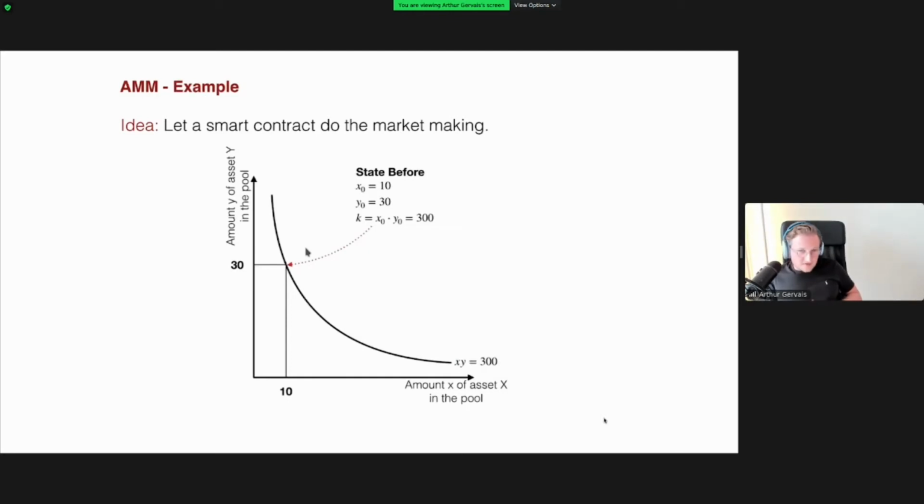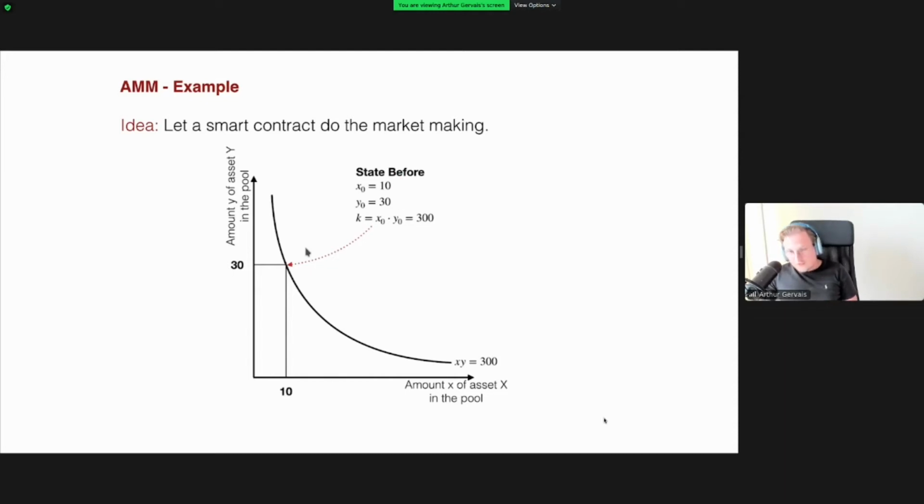If you draw this on a chart, you can see on the X-axis we have the amount X of asset X in the pool, and on the Y-axis you have the amount Y of asset Y in the pool. Let's assume we have a given state: 30 coins of asset Y and 10 coins of asset X in the pool. If we follow the constant product formula, that means K is equal to 300, right? So the state is (10, 30).